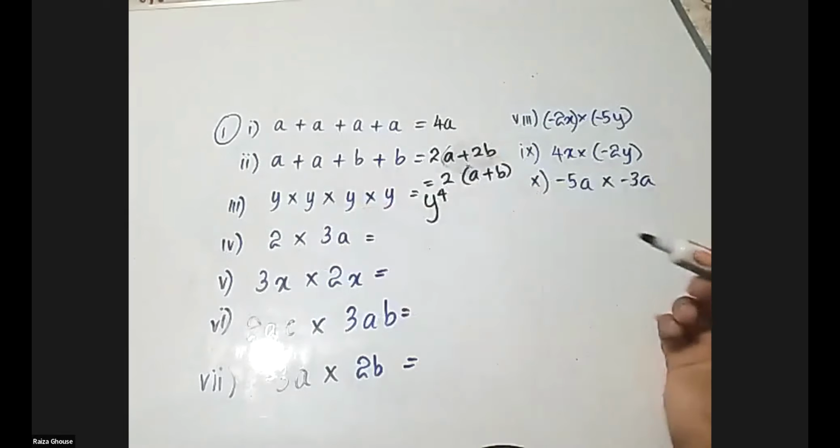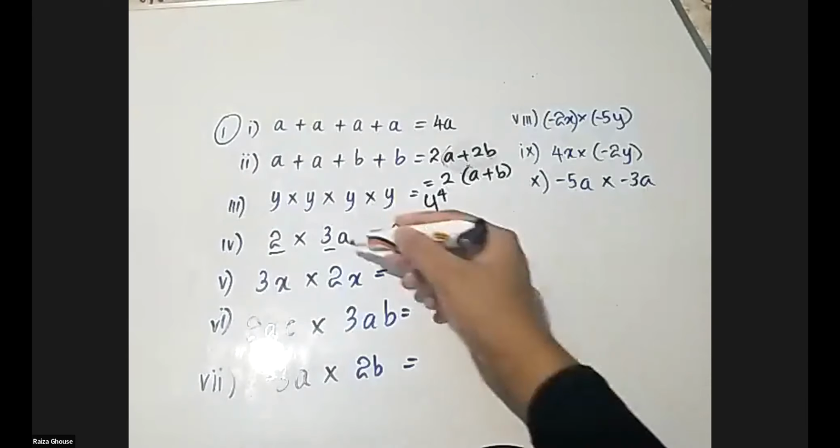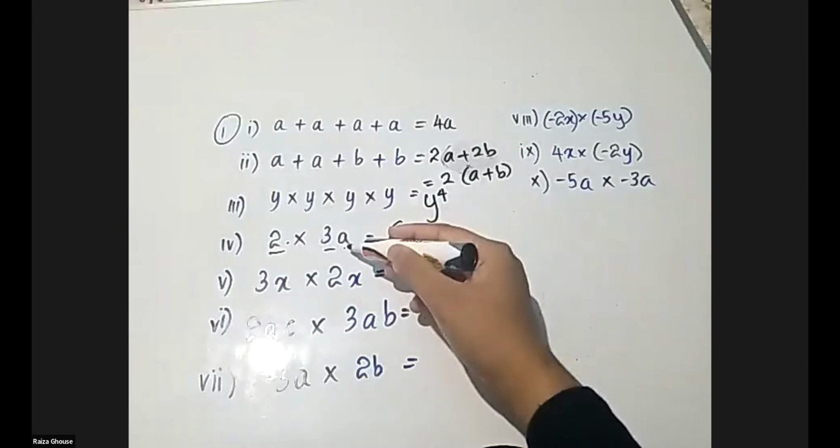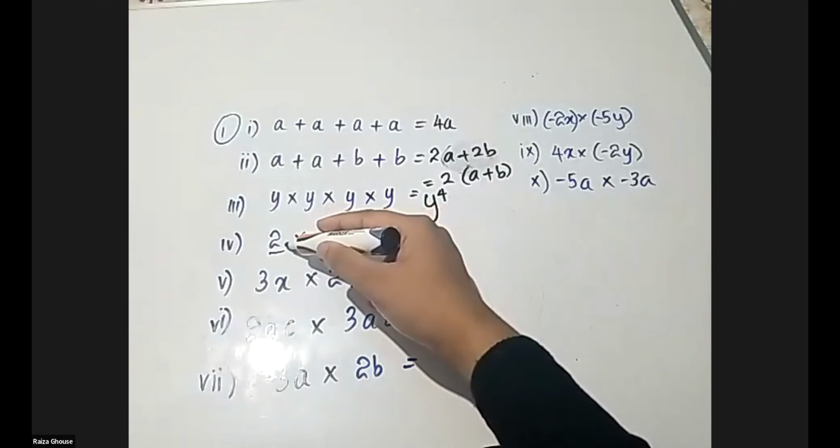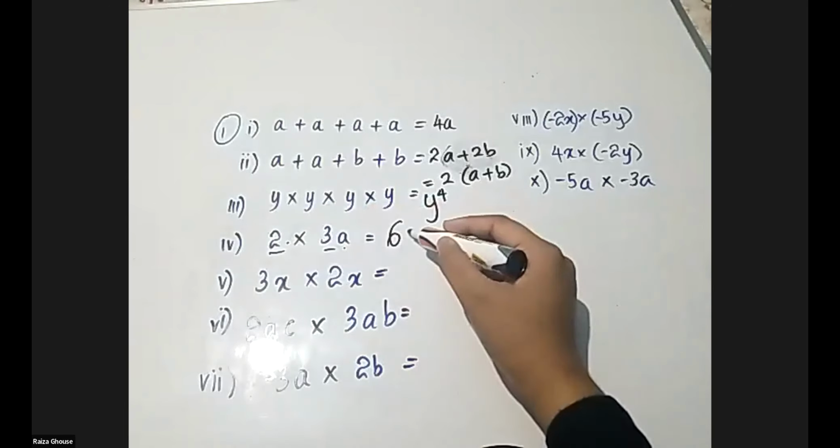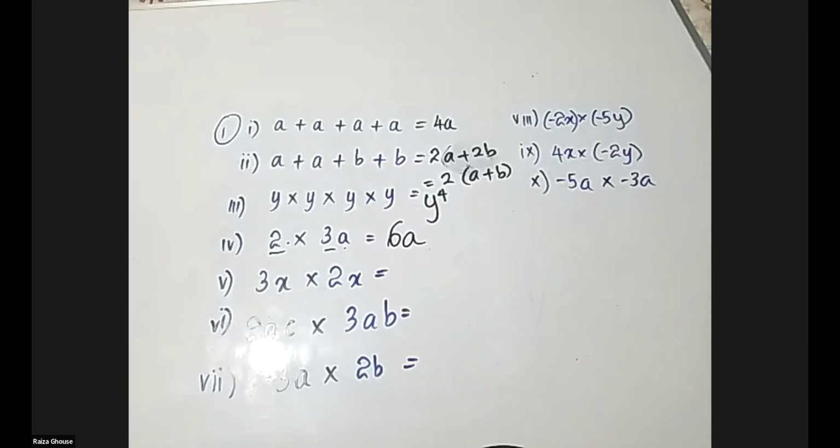And in this case, I told you numbers can be multiplied. 2 times 3 is 6. And here there is no letter, only a is here. So it's just one. 1 into a is a. So we can just write down 6a.